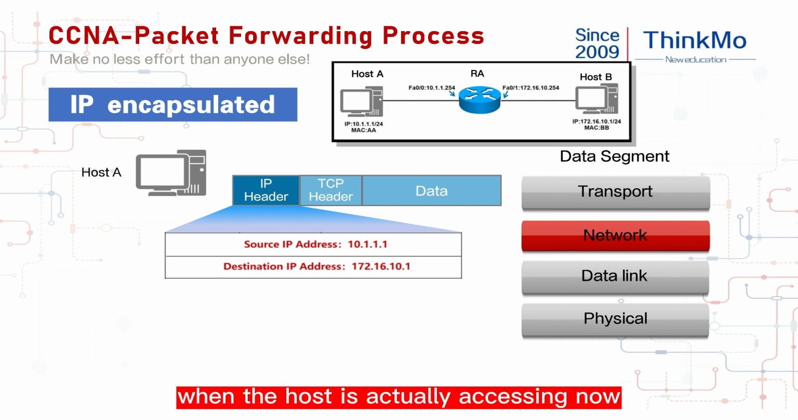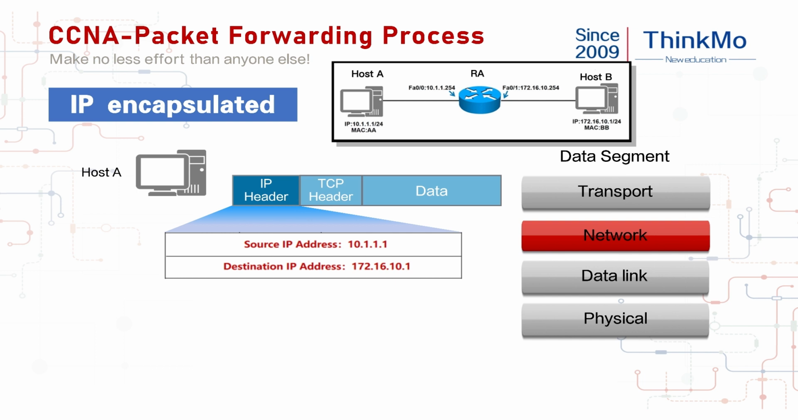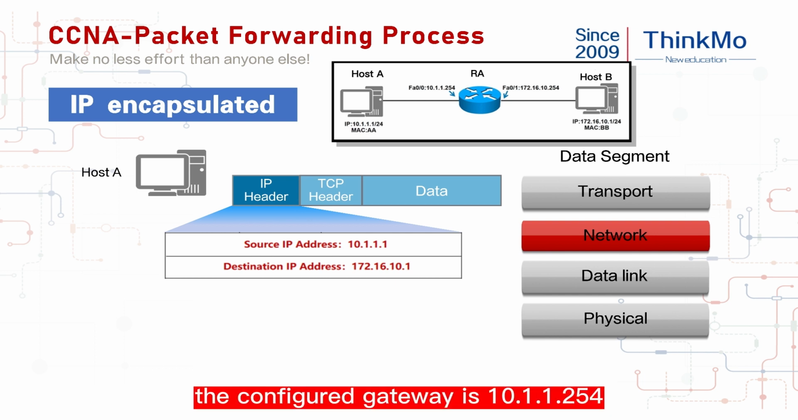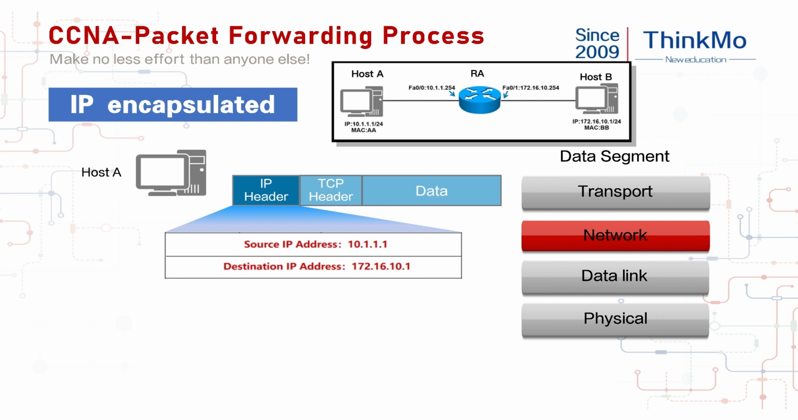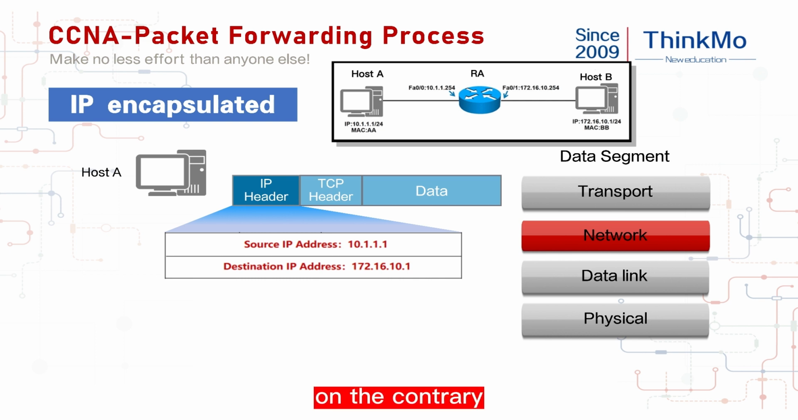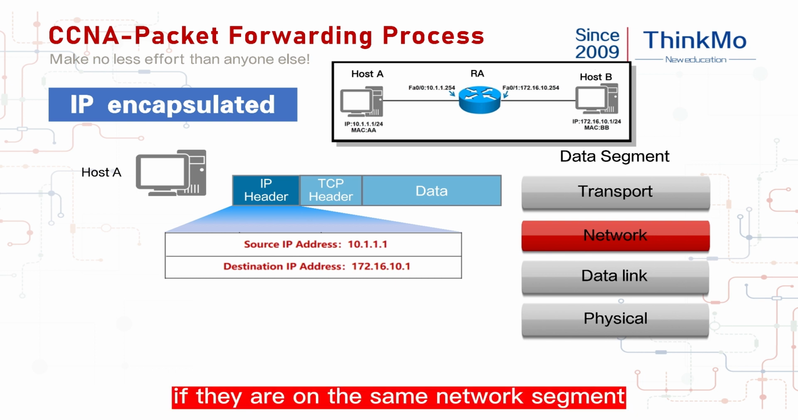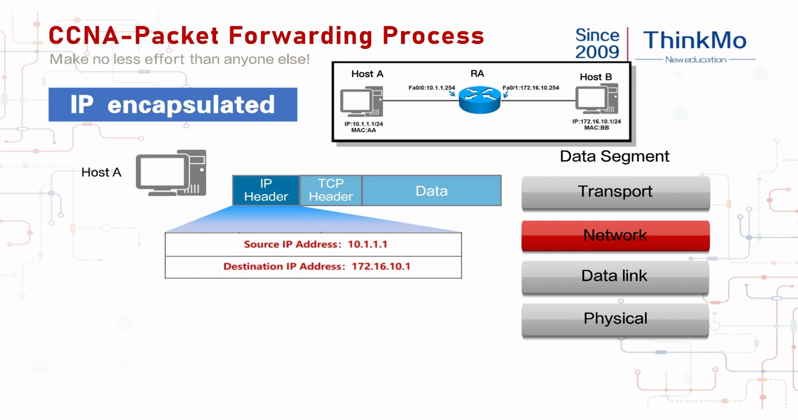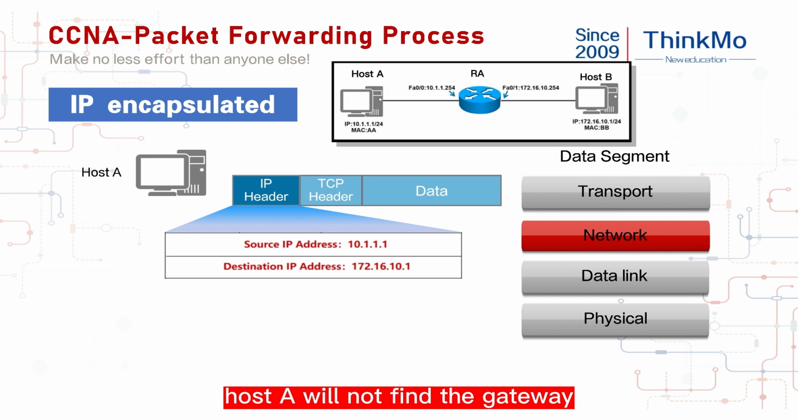When the host is actually accessing now, we'll go to the gateway first. The configured gateway is 10.1.1.254. It looks for 10.1.1.254, and lets it help itself to find this 172.16.10.1. On the contrary, if they are on the same network segment, host A will not find the gateway.